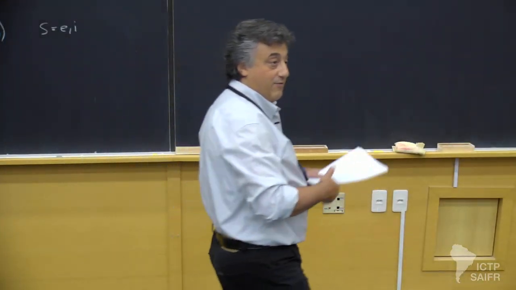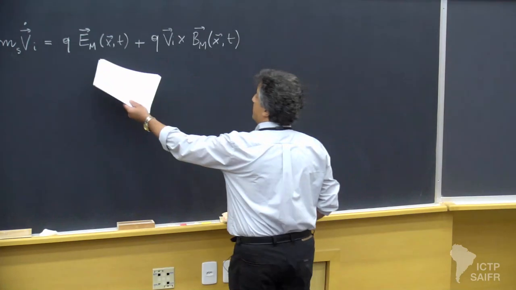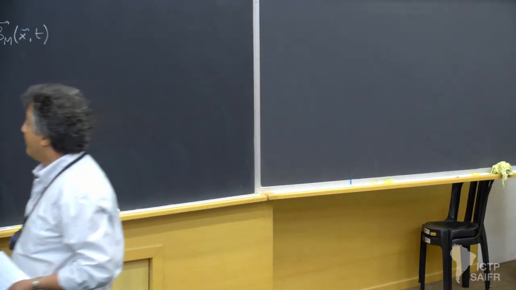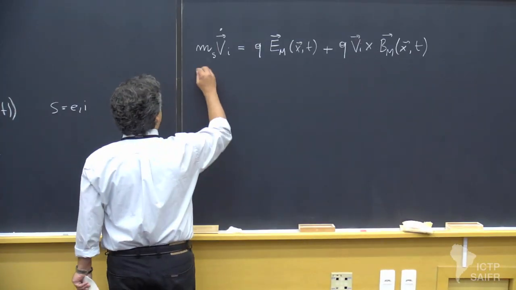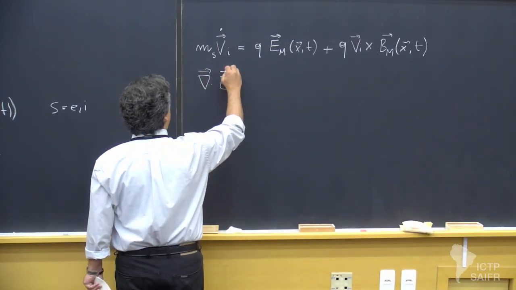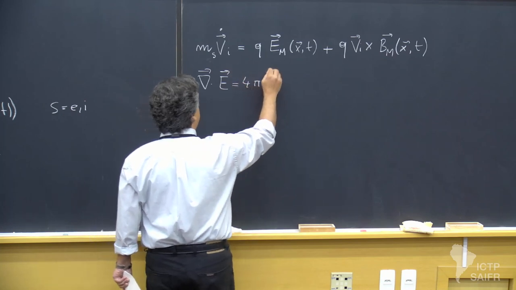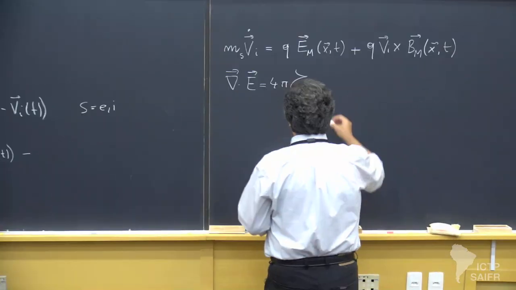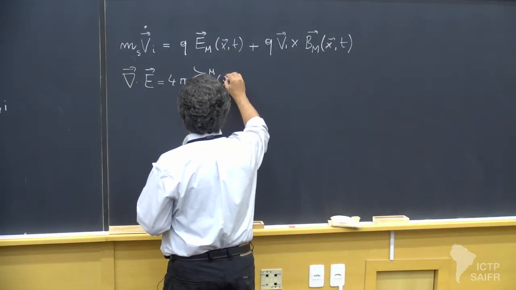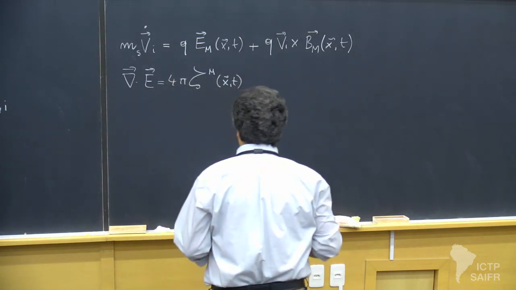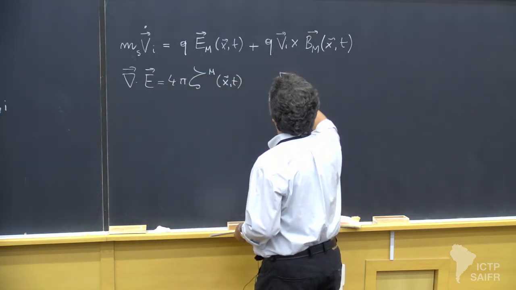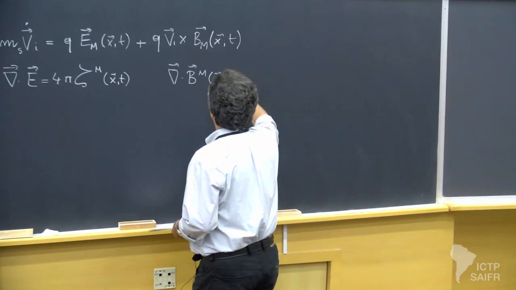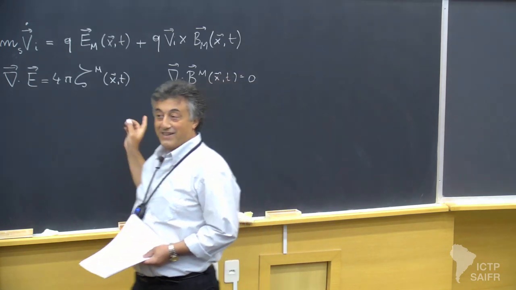Well, I have to find an additional equation, of course, that describes the electric field and magnetic field. Unfortunately, we have them. It's the Maxwell equations, right? So what I can say is that the divergence of the electric field is 4 pi the density of charges, right? And let's put here the index m again to indicate that we're talking about the microscopic ones. And also, of course, divergence of B is 0, fortunately. So magnetic field lines close.